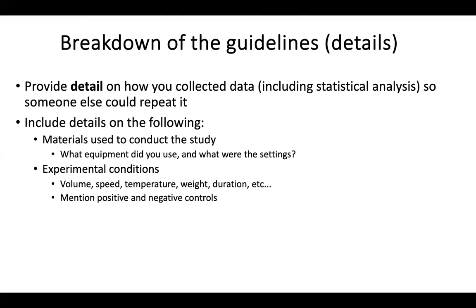Additionally, you need to make sure you include all your experimental conditions. Things like the volume of liquid, speed of a vortexer, etc., can really affect the results of your study. And additionally, you should also note any negative and positive controls, such that someone can replicate those, and if they can replicate those, then they can compare your other results to them effectively.